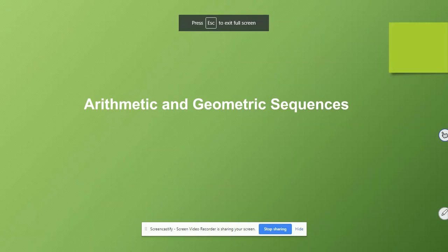Hey gang, today we're going to continue looking at arithmetic and geometric sequences. Last week we practiced with arithmetic and geometric sequences separately. Today we're going to put them together so you make sure that you can recognize both as being separate things and understand how to use the recursive and explicit formulas.